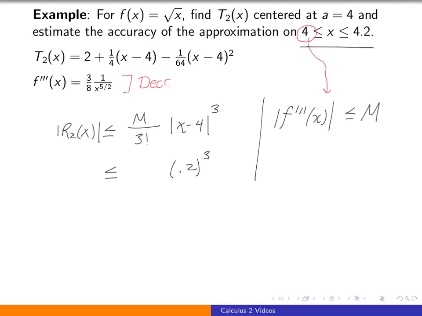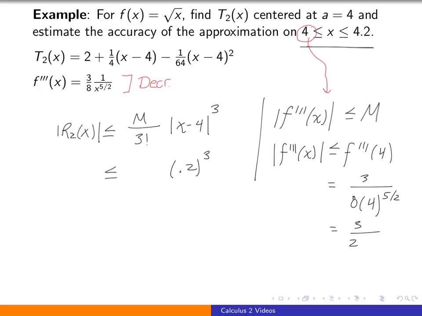And if we want to make a decreasing function as big as possible, what we need to do is plug in the smallest value. So f triple prime of x, that third derivative, is going to be less than or equal to f triple prime of 4, specifically on the interval from 4 to 4.2. If we plug in 4, we're going to have 3 over 8 times 4 to the 5/2, which is equal to 3 over 256, which is our value of M.